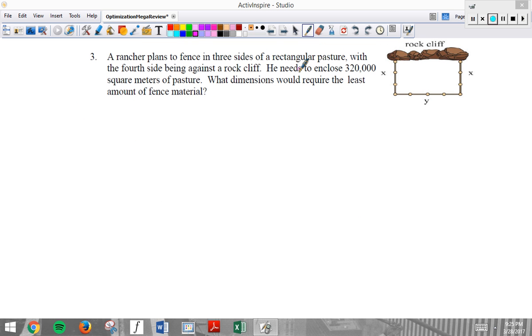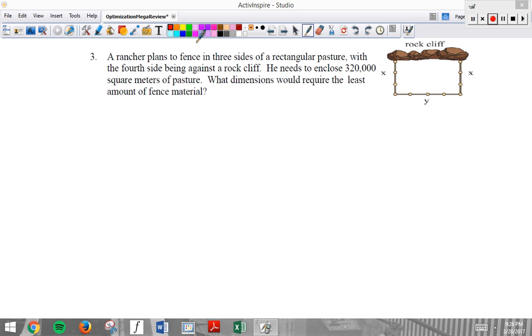The rancher problem. Pretty famous. Try it out. 3, 2, 1. Did you pause it? Have you written something on your paper? Have you written anything? I hope so, people. When there's a diagram like this, I'm not going to label what's what. That's x, that's x, that's y.